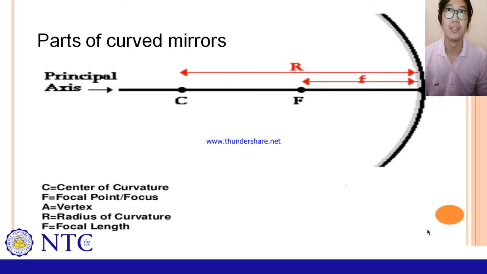Next, we have parts of curved mirrors. As you can see, we have the center of curvature C, F for focal point or focus, A for vertex, R for radius of curvature, f for focal length.